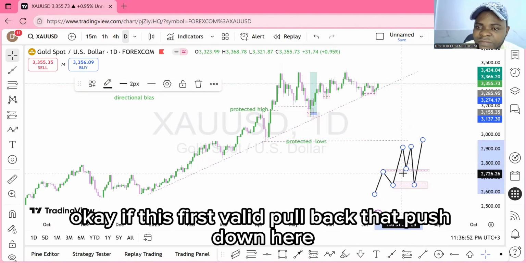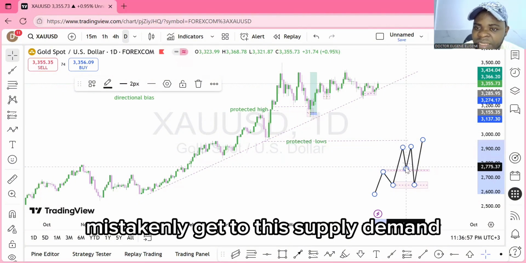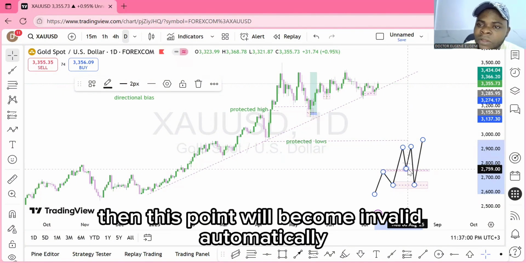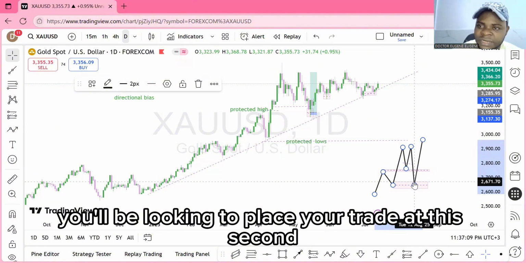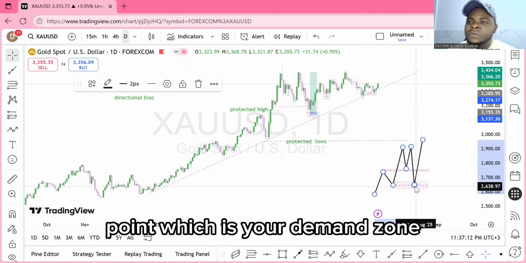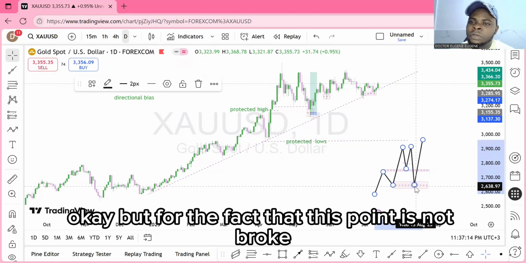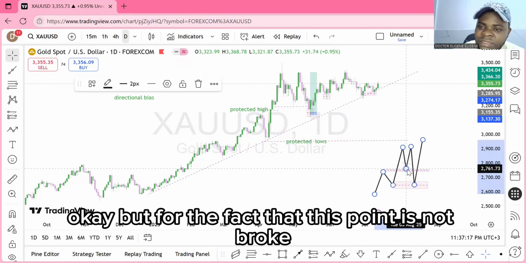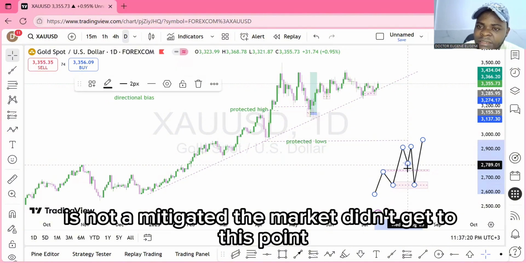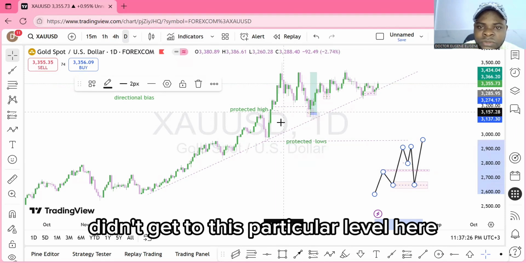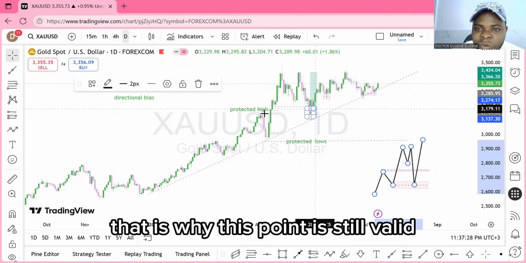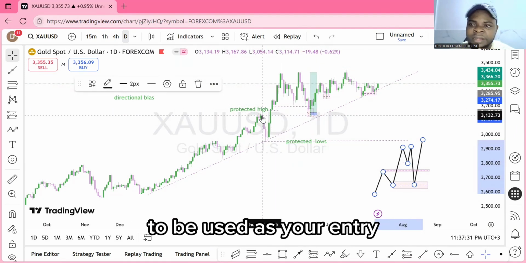If the first valid pullback that pushed down here after this break of structure had mistakenly got to this supply demand, then this point would become invalid automatically. Then here would be the point to place a trade. You'd be looking to place your trade at this second point, which is your demand zone. But for the fact that this point is not mitigated, the market didn't get to this level, that is why this point is still valid to be used as your entry.